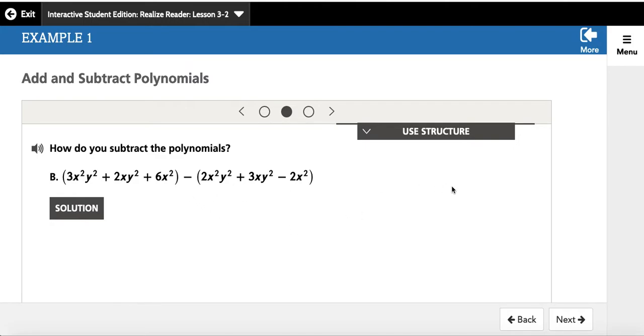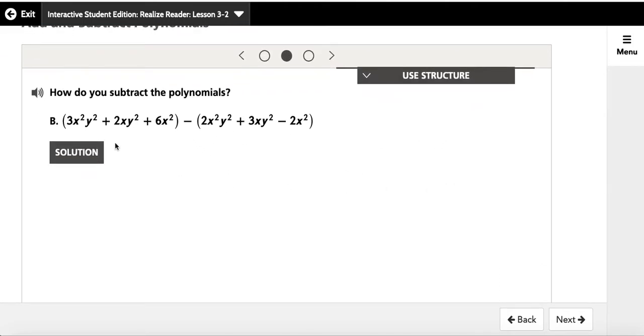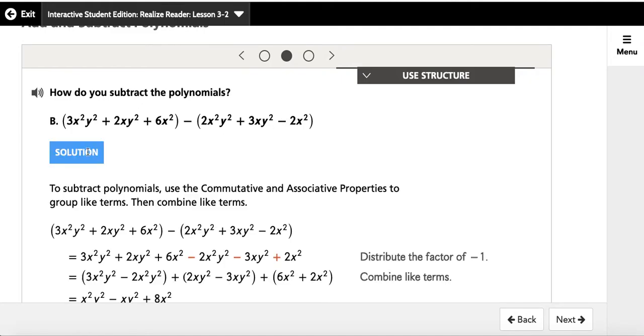Subtracting can be a little trickier. Again, we're going to look for like terms. So here's x cubed y cubed, x squared y squared, and here's x squared y squared, x y squared, x y squared. This is x squared and this is x squared, but where students tend to mess up is that we have to subtract. So you have to subtract the 2, you have to subtract the 3, and you have to subtract the negative 2, which is essentially adding 2.